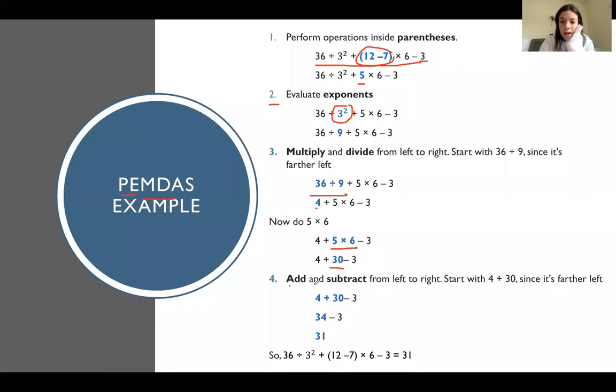The next thing we're going to do is add and subtract. So we're going to start with 4 plus 30 since it's farther left, and then we are going to do 34 minus 3 because that's next, and we get 31. So I'm not sure if that's making sense, but here's some more examples that we're going to go through. So again, we're doing this based off of PEMDAS.